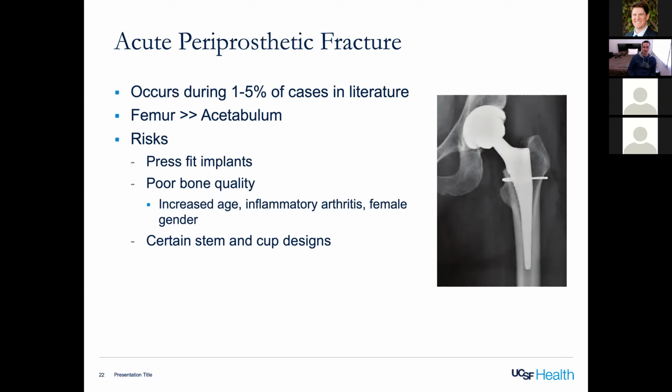In terms of acute periprosthetic fracture, it definitely happens, the femur much more commonly than the acetabulum. The risks include any press-fit implant, anything that contributes to poor bone quality, age, and a diagnosis of inflammatory arthritis. It happens more commonly in women. And there are certain stem and cup designs over the years that have had a higher incidence. As the designs have evolved, the incidence specific to them has gone down, but it's important to be aware of.